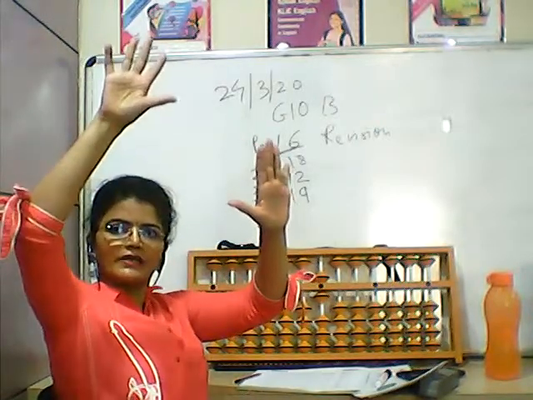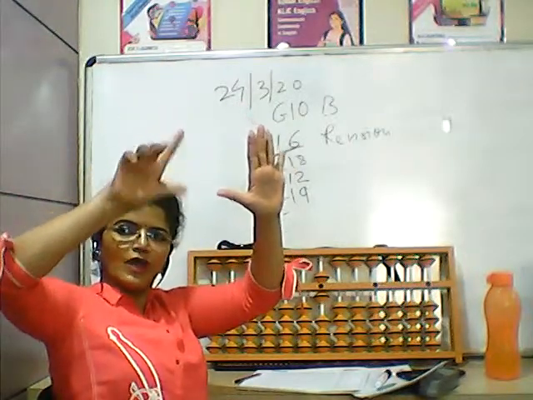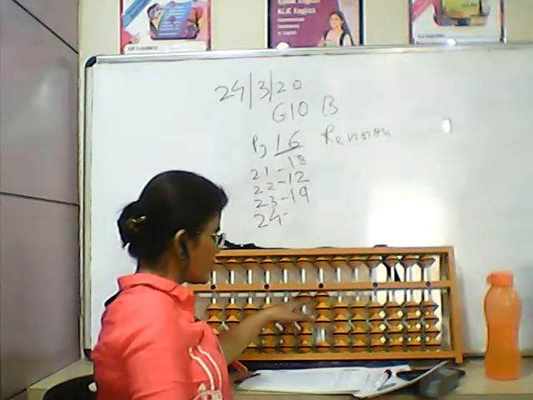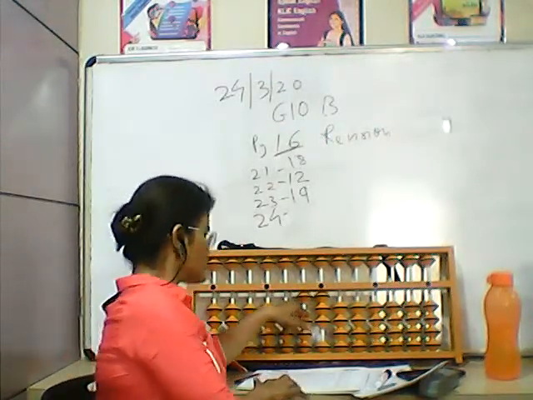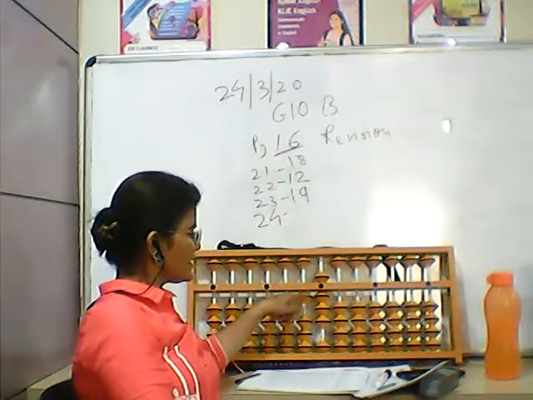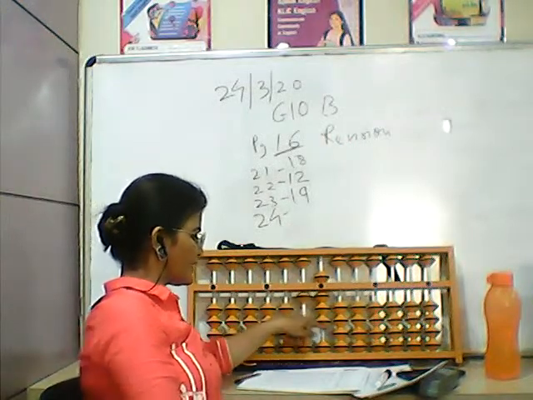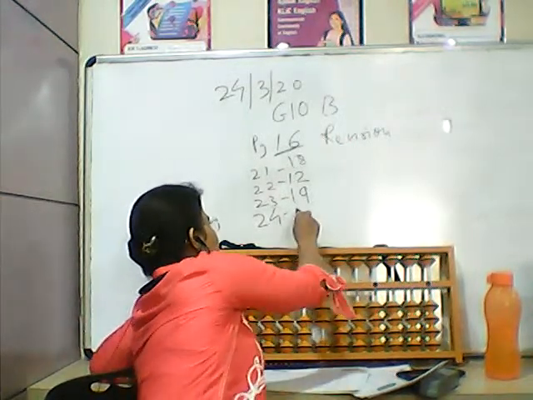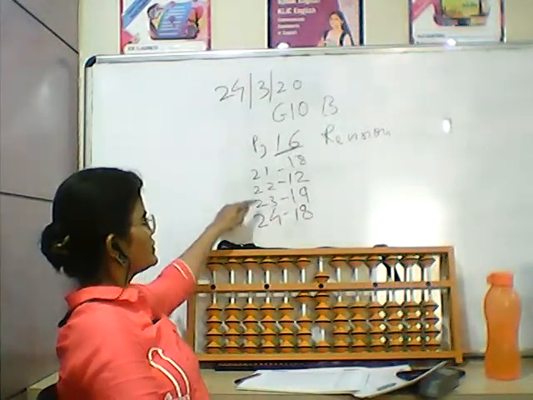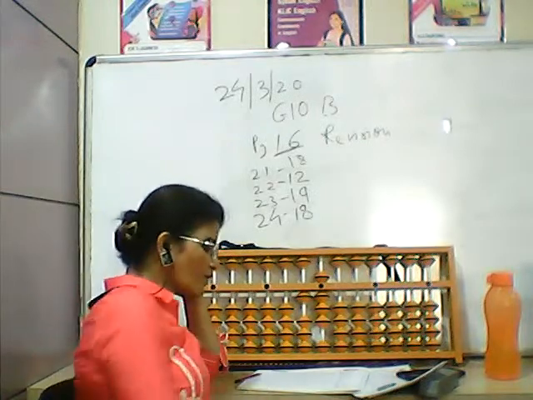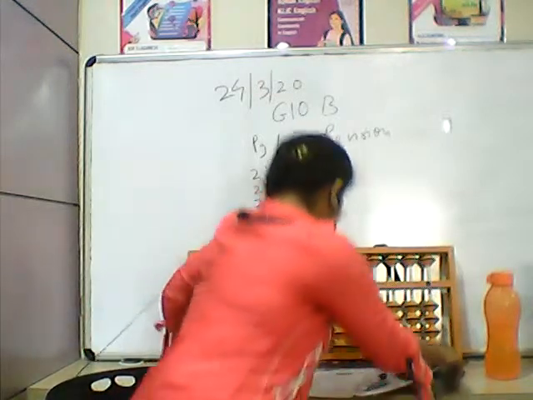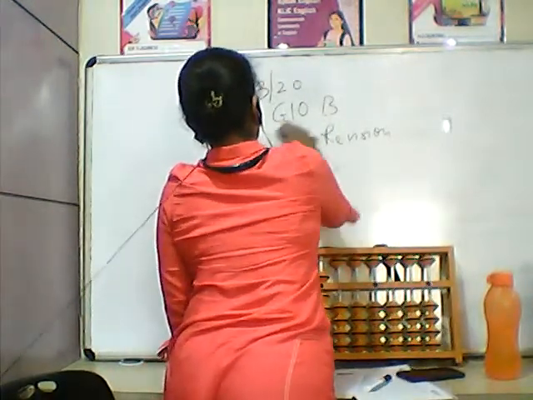Plus 2, minus 5, plus 10. 2 up, 5 up, 10 up. Plus 5. That is 18. That is 1 and 8, 18. So this was the revision for the four sums. Now we will start page number 17.